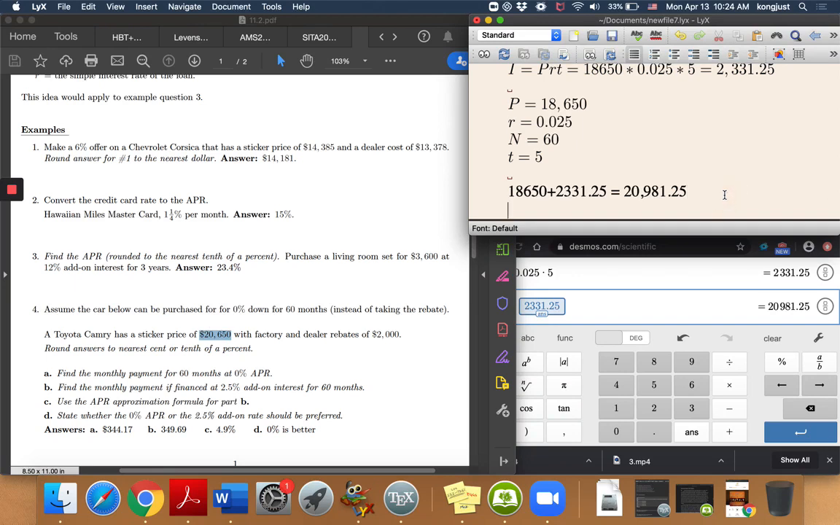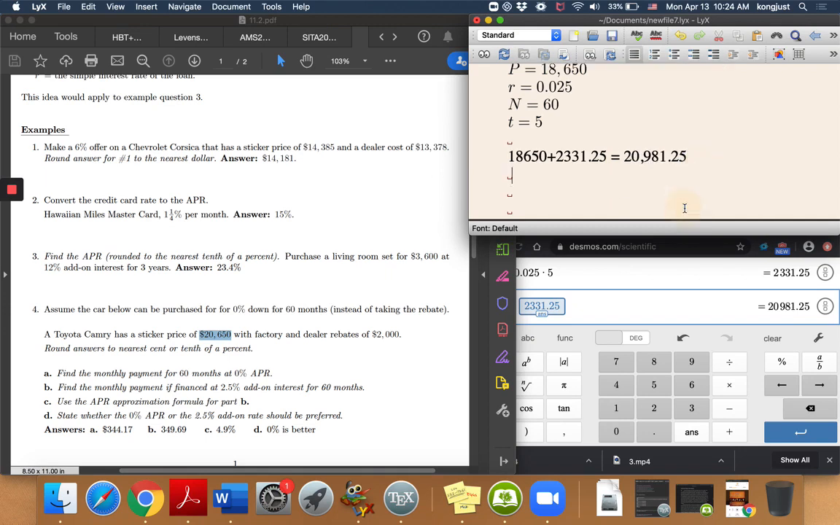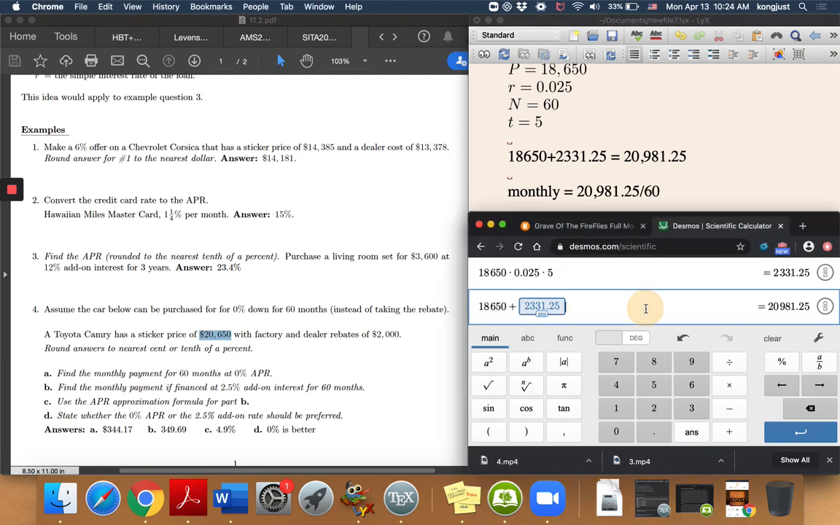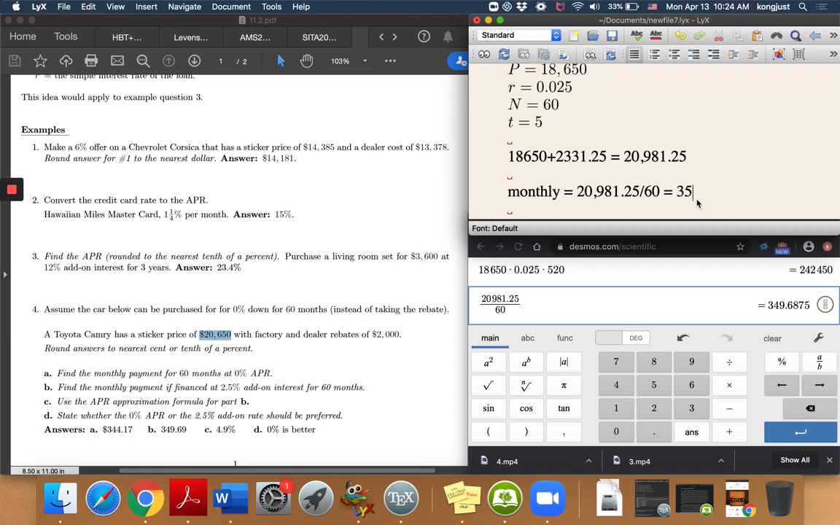Now to find the monthly payment, you just take this value and divide by how many monthly payments you make. So monthly payment equals 20,981.25 divided by the 60 payments. Sorry, 20,981.25 divided by 60, and you get 349.68 or 69 to the nearest cent. So about $349.69. That's this value here, yeah.